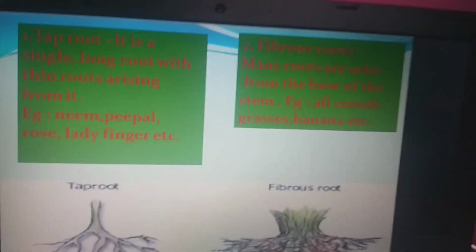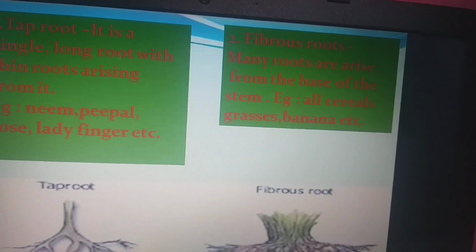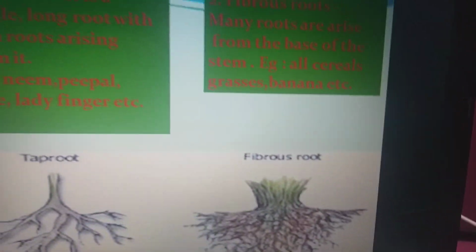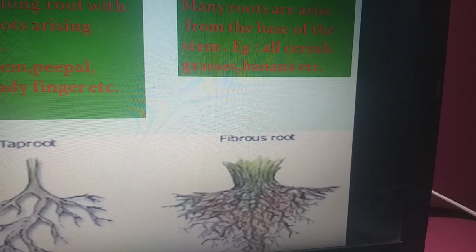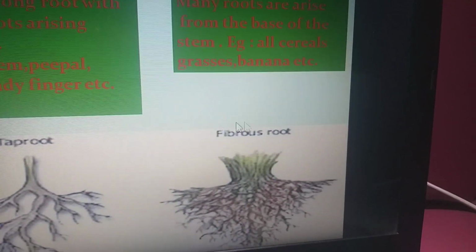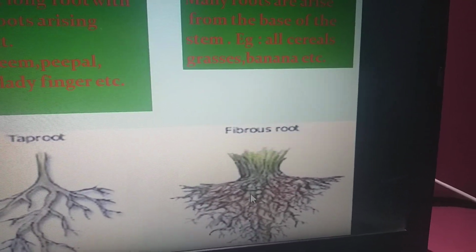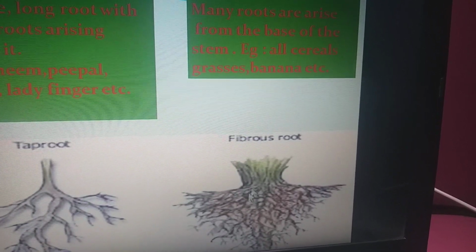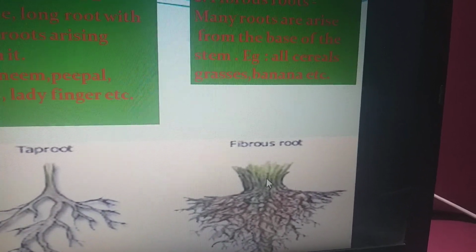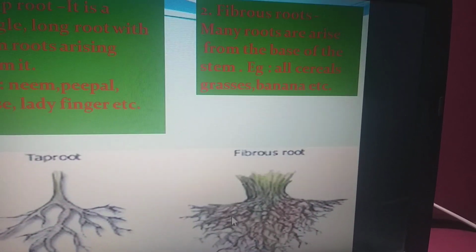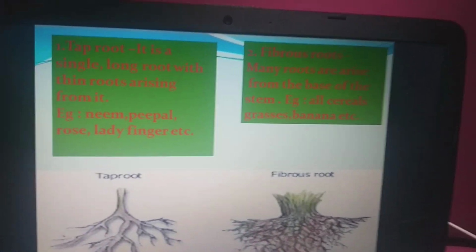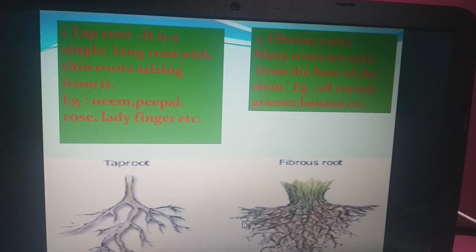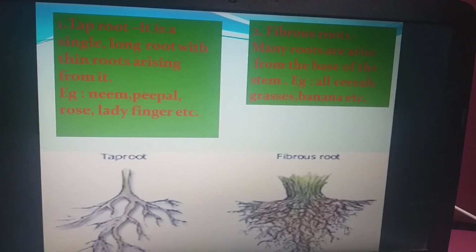But what is fibrous root? What is the difference between fibrous root and taproot? Fibrous root has many roots arising from the base of the stem. You can see here many roots arising from the base of the stem. Here it is the stem and many roots are arising from its base. So this is the basic difference between taproot and fibrous root.